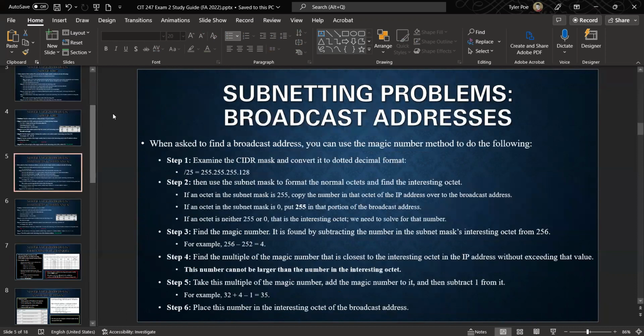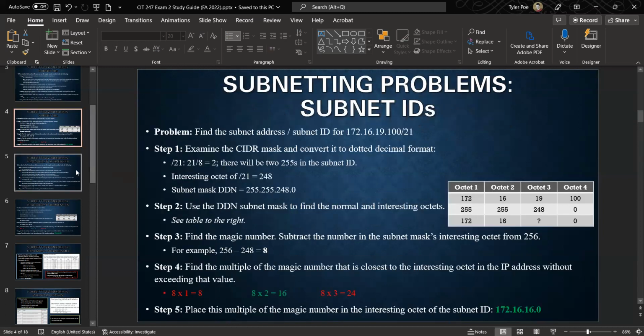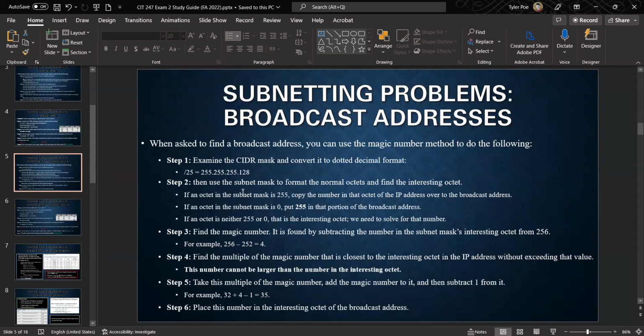So broadcast addresses. I'll glance over some of this stuff because it's repeated for the most part. But basically, what you do is you again find the decimal notation version of the subnet mask. Most of the rules for the table here apply. Like when there's 255 in the subnet mask, that number from the IP address is carried over to the subnet or the broadcast address. When there's a 0, this is different. You put a 255, and then every non-0 or non-255 number is an interesting octet we have to solve for.